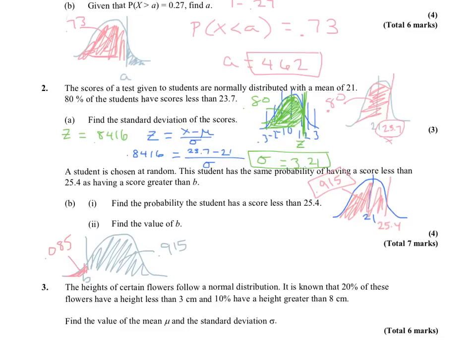And that gives us that B must be 16.6. Now don't move on before you see if that makes sense. That number should be less than 21, right? It should be to the left of it, and it is, so we're in good shape.